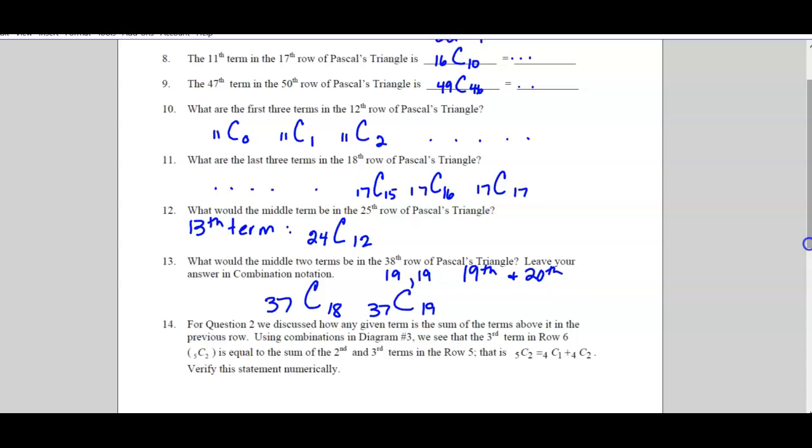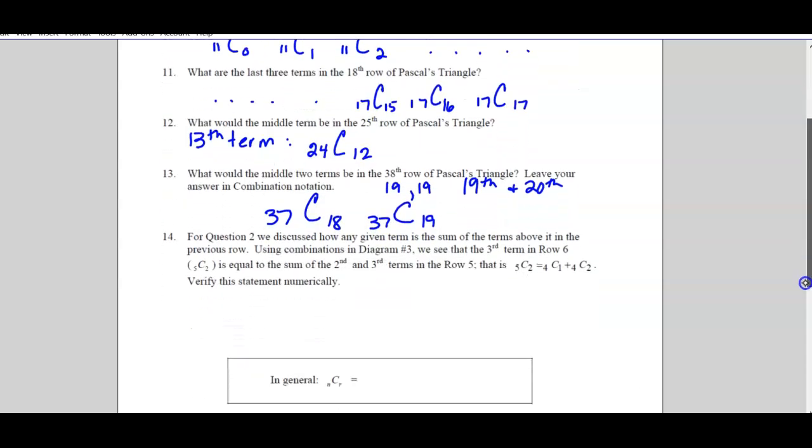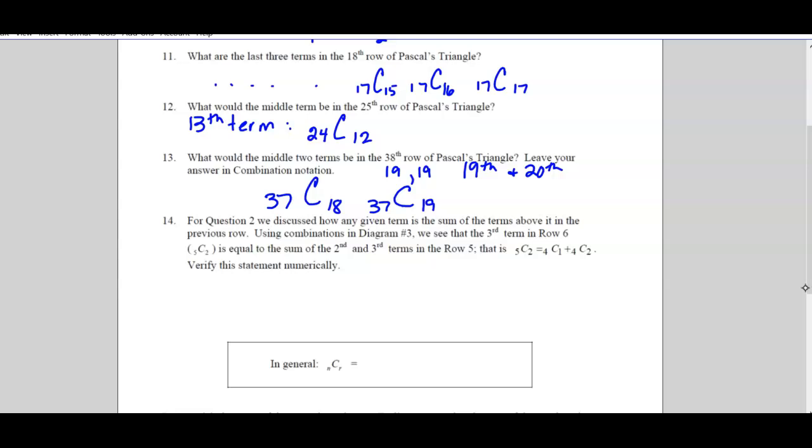Okay. Let's do this one. Oh, I don't have a calculator up. Okay, they should be the same. The two middle terms will be the same in any row of Pascal's triangle. Oh, yeah, it's really big. Sorry. I'm not going to write it down.